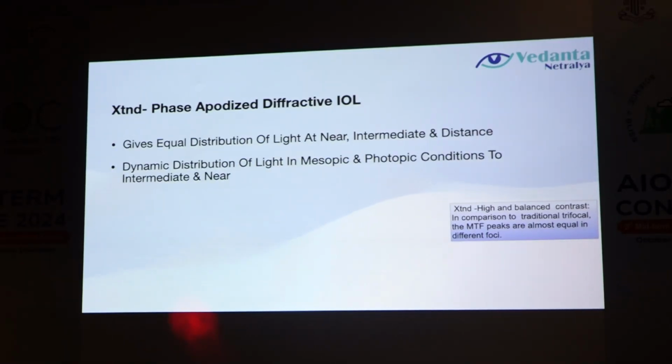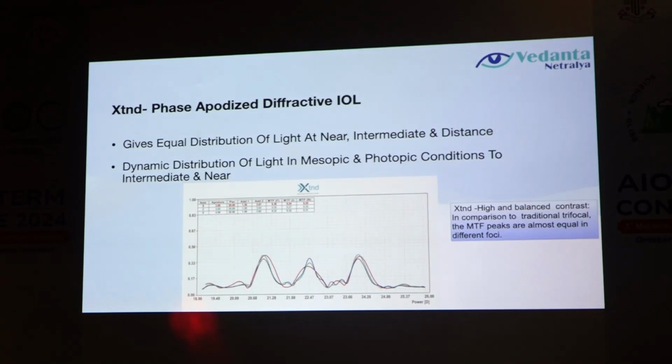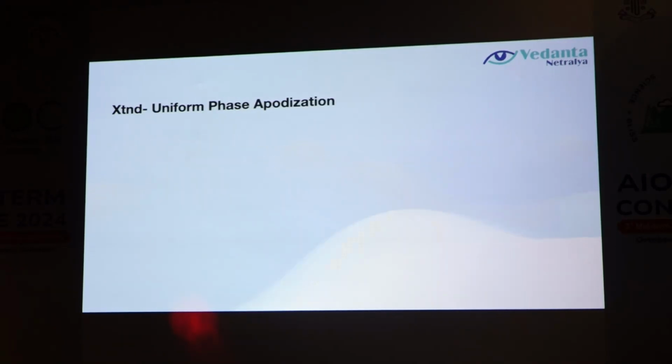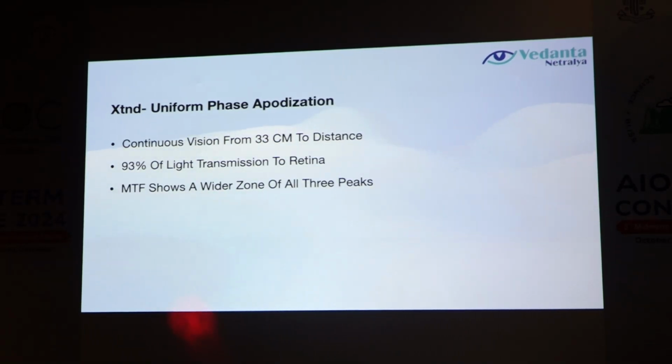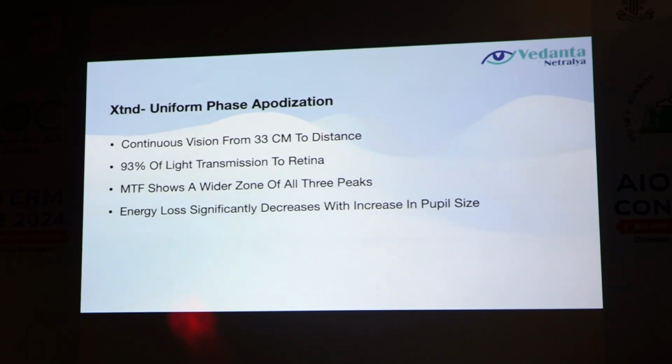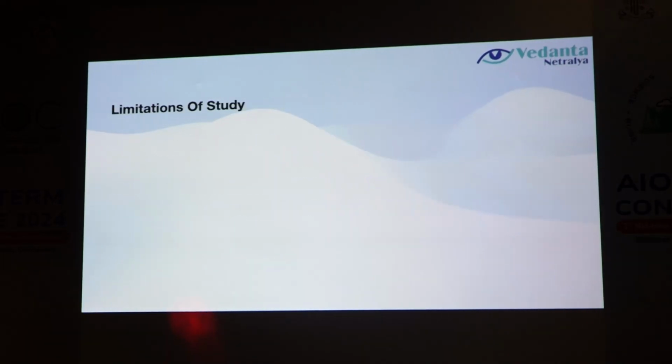It gives equal distribution of light at near, intermediate and distance, and dynamic distribution of light in mesopic and photopic conditions. So there is continuous vision from 33 cm to distance and 93% light transmission to the retina, and MTF shows a wider zone of all three peaks, and energy loss significantly decreases with increase in pupil size.